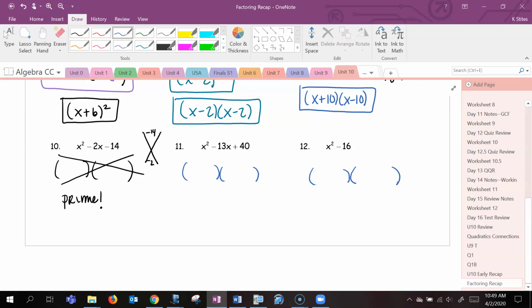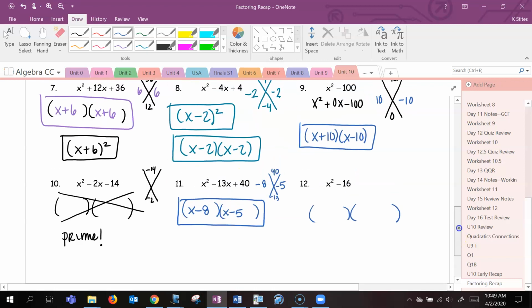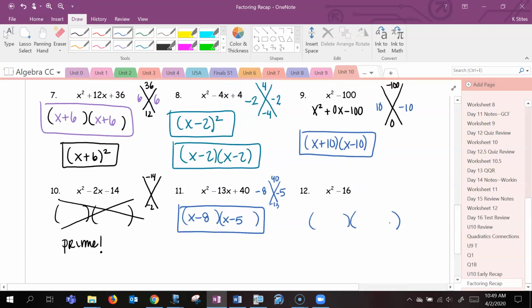All right, welcome back. Hopefully you actually paused the video and tried these. We are multiplying to 40 and we are adding to negative 13. And this one's a little tricky. It's 8 and 5. But both the 8 and the 5 need to be negative. So x minus 8, x minus 5 is your answer.